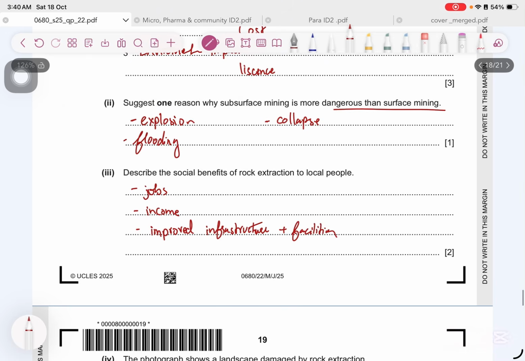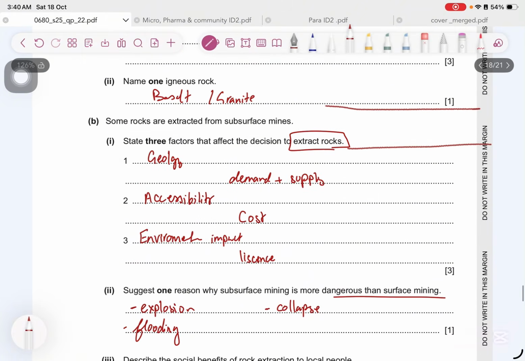Suggest 1 reason why subsurface mining is more dangerous than the surface mining. I told you it's underground. It's sub. Okay? Subsurface. Surface and sub means under. So subsurface, it's under the surface of the ground. Okay? We dig horizontal tunnels and collapse can happen. This can collapse. Okay? Another one, if they use explosives or something, they can all explode literally.